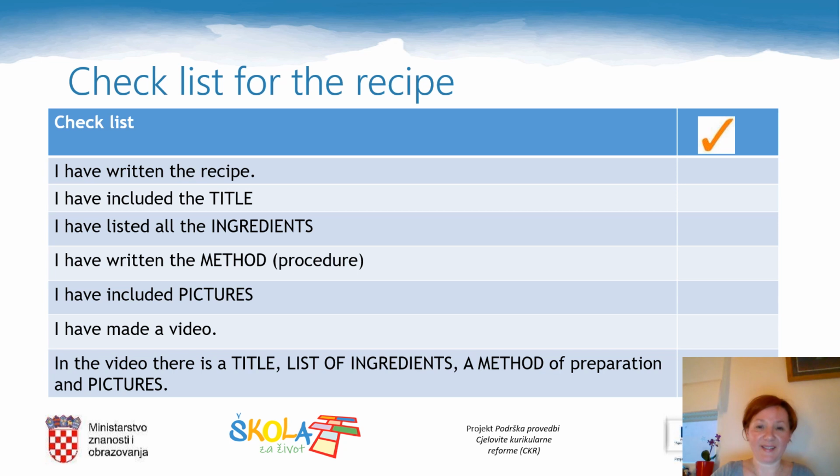And we came to the last step. Now that you've written your recipe in your notebook and you've made your video, please check if you have completed everything. So go through the checklist. Check if you have written the recipe. I'm sure you have. If you have included the title, the ingredients, the method, the pictures, and in your video that you have a title, list of ingredients, a method of preparation, and pictures.